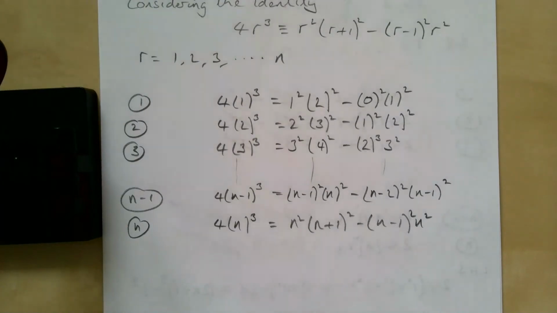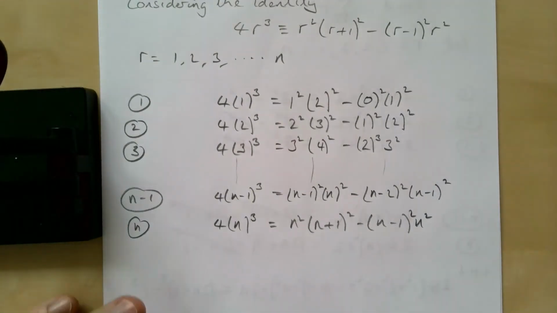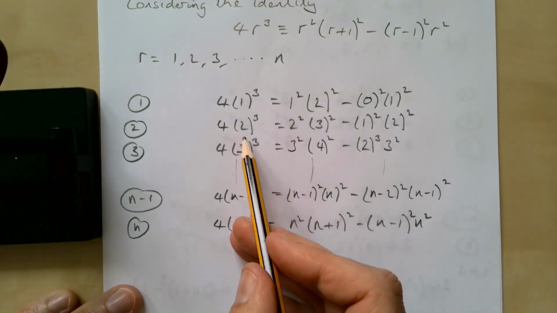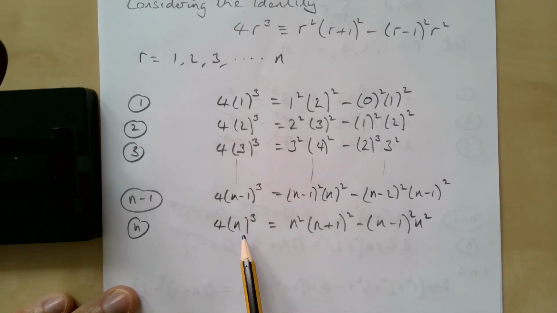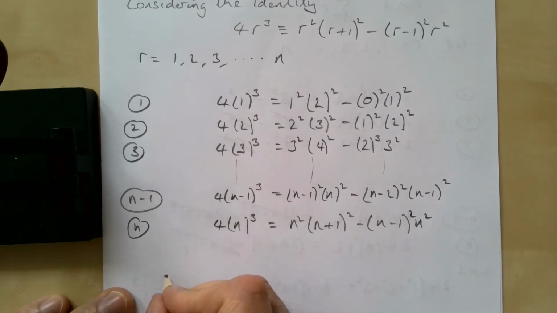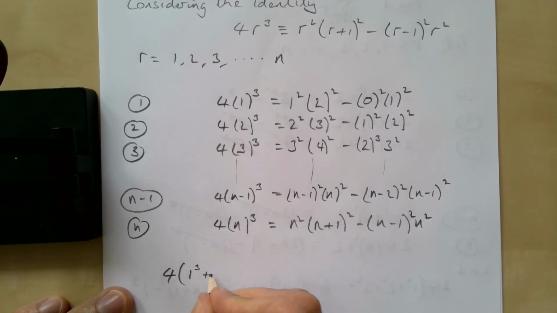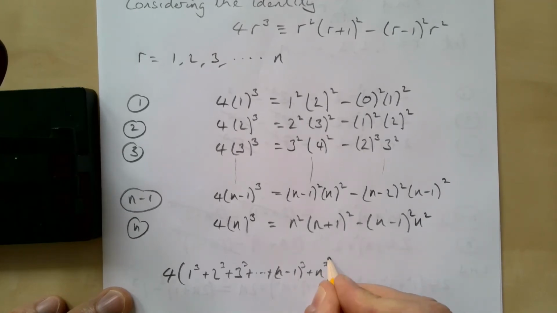So let's see what we have. If we add our left hand side, this plus this plus this plus this plus this, all the way down, that's going to give us 4 upon 1 cubed plus 2 cubed plus 3 cubed, all the way up, n minus 1 cubed plus n cubed.